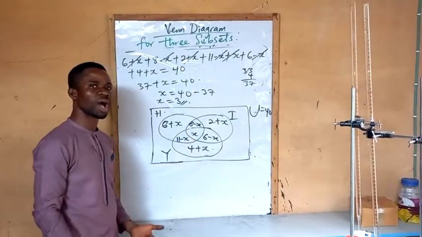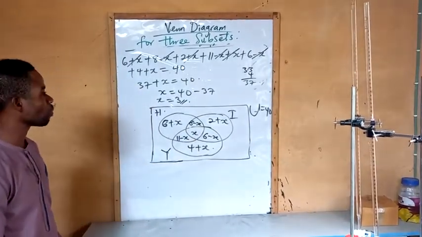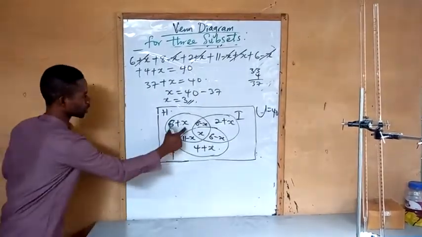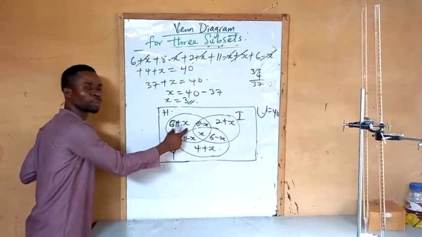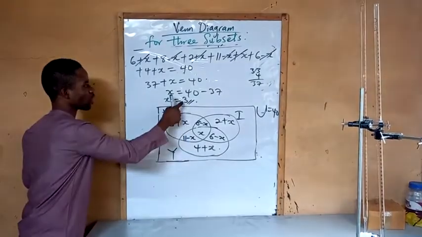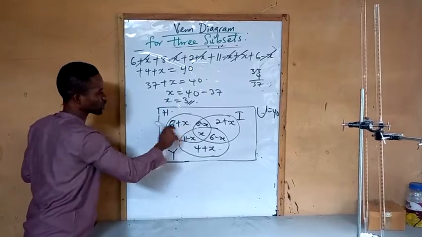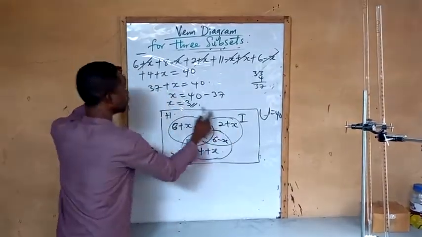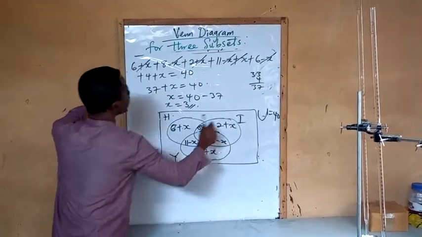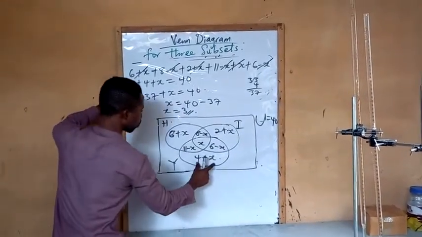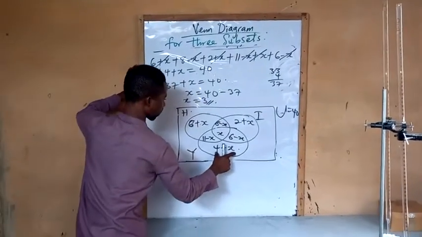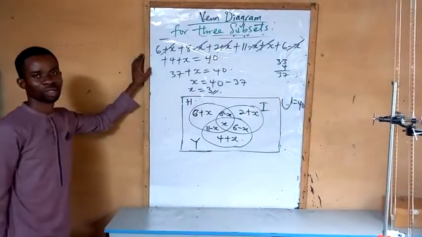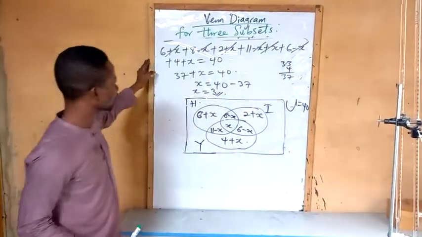Now, in case they ask you to find the number of people that speak Hausa only, you just say 6 plus X is the number of people that speak Hausa only. Since you have known the value of X, you just say 6 plus 3, that is 9. If they ask you to find the number of people that speak Igbo only, that is 2 plus X, so 2 plus 3 is 5. They ask you to find the number of people that speak Yoruba only, that is 4 plus X, so 4 plus 3 is 7. Okay? Thank you so much.